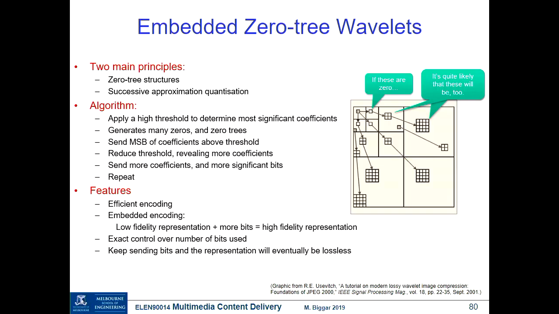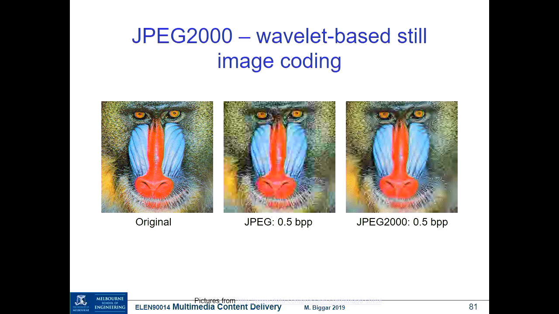If we had an application where we wanted to compress our picture to exactly 412 kilobits, we couldn't do that with JPEG. We'd have to choose a quality setting. Is it too much, too little? Adjust the quality setting. With wavelets, we can do exactly that. We just keep on accepting coefficients and bits and more significant bits until we reach the number that we want. And if we keep on sending bits, then we'll eventually get to a lossless representation. So that was another feature that was an objective.